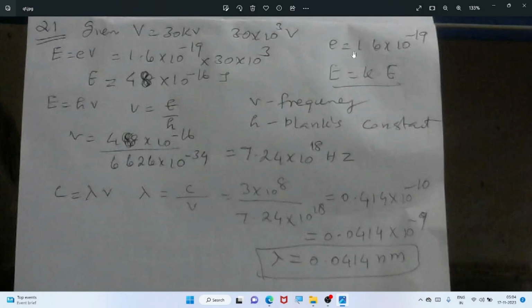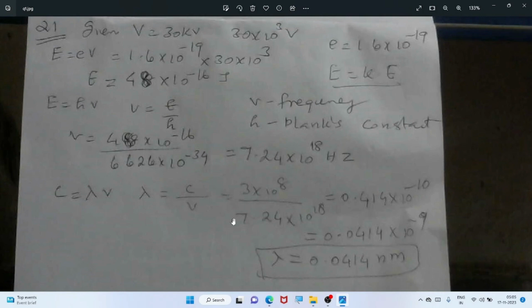So this is the charge of the electron. This is how the electron potential is related to the energy: E equal to eV, charge of the electron into the voltage given. So this is the energy of the electron. Now we have to find the frequency. E equal to hv, Planck's constant into the frequency. So v equal to energy by Planck's constant. Energy is given, Planck's constant. So this is the frequency.